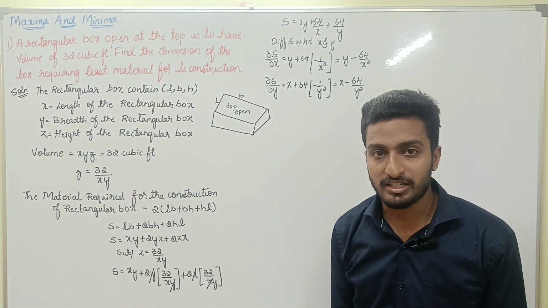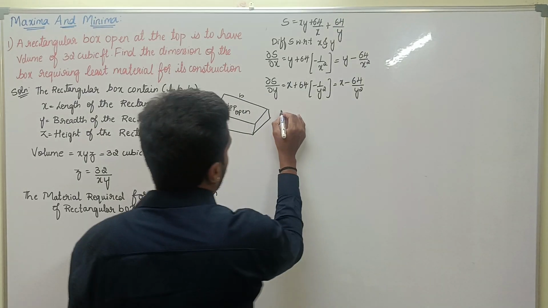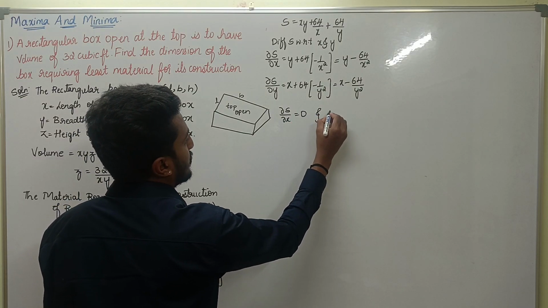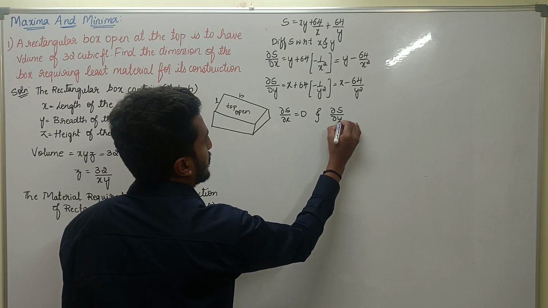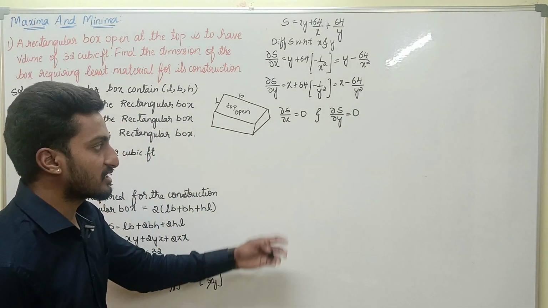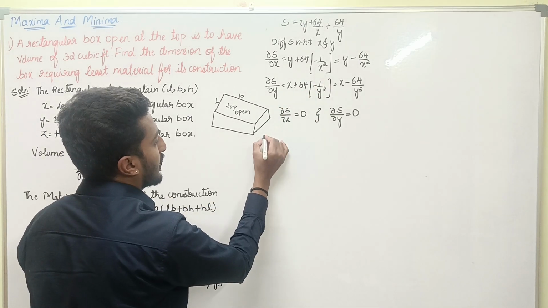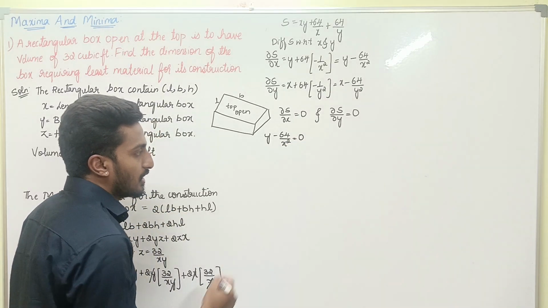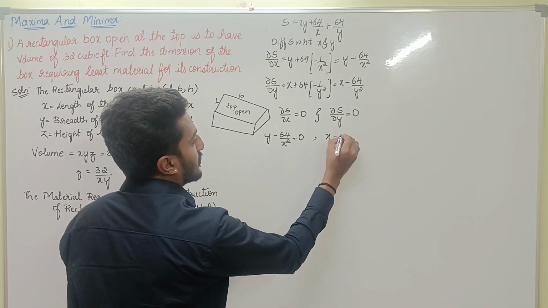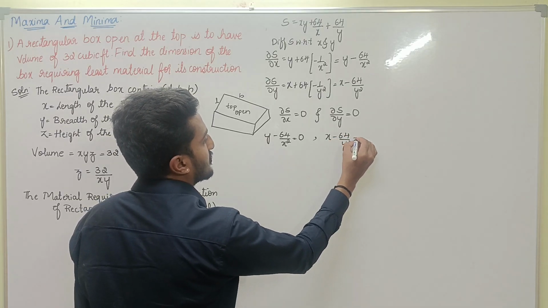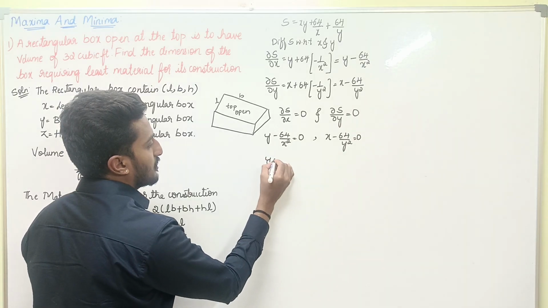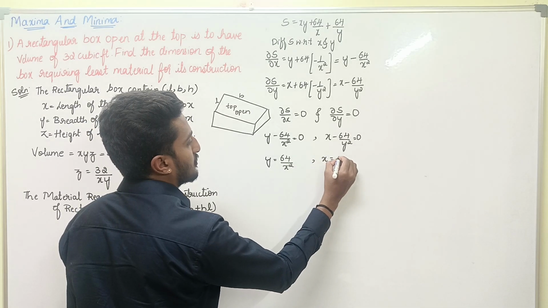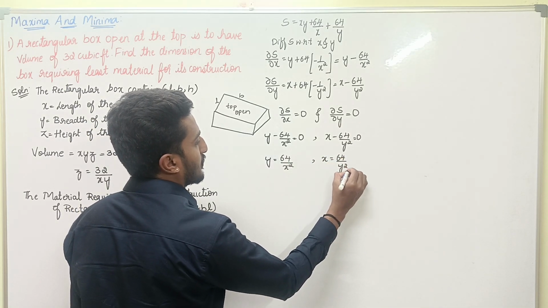To find the stationary points, we know that dou s by dou x should be equal to 0 and dou s by dou y should be equal to 0. Why? To find the stationary points. So we have y minus 64 by x square equal to 0, and x minus 64 by y square equal to 0. Thus y is equal to 64 by x square, and x is equal to 64 by y square.